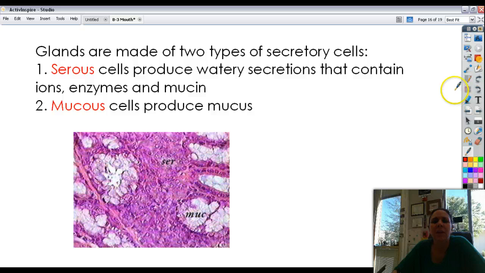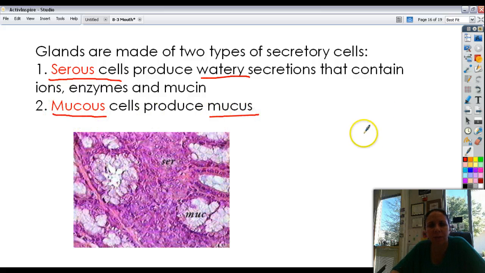The glands are made up of 2 different types of cells. We have the serous cells, which produce a watery secretion that contains ions, enzymes, and mucin, boogery stuff. And then we have mucus cells, which produce, take a wild guess, mucus. So looking at some histology, we've got the serous cells. There are all these little purple guys all over the place. So that's the watery ones. And then we have our mucus ones, which are big and fat and secrete mucus.